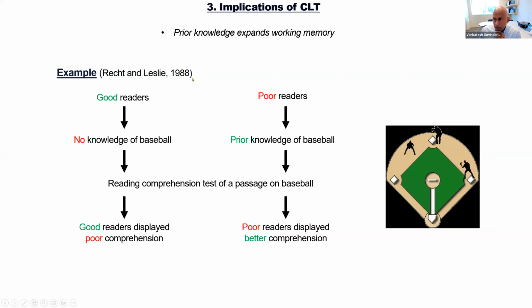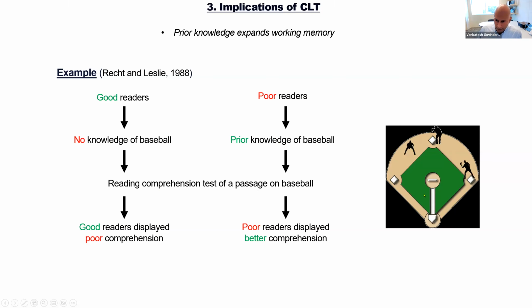And this is one of my favorite experiments that illustrates this point. So students were given a reading test, and based on their performance in the reading test, they were classified as either being good readers or poor readers. Then good readers who had no knowledge of baseball were placed in one group, and poor readers who had prior knowledge of baseball were placed in another group. Now, both these groups were given a reading comprehension test that included a passage with a description of half an inning of baseball.